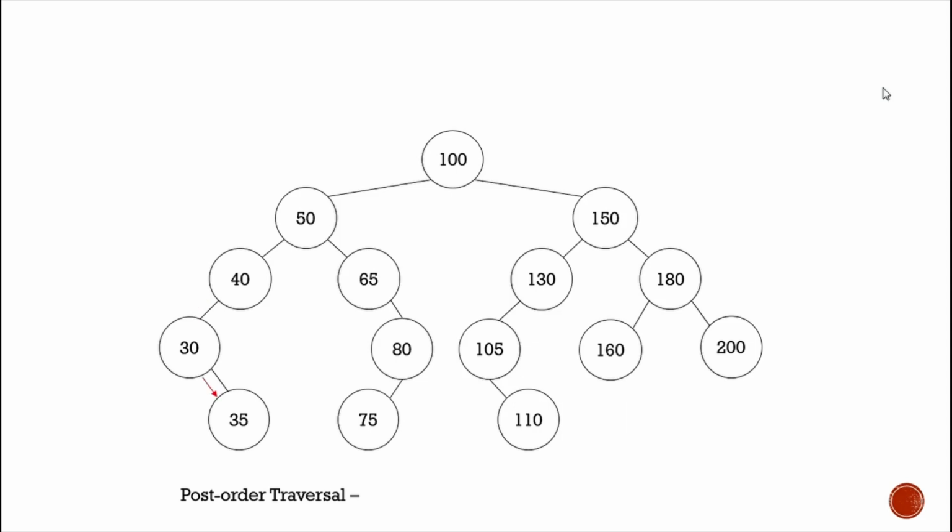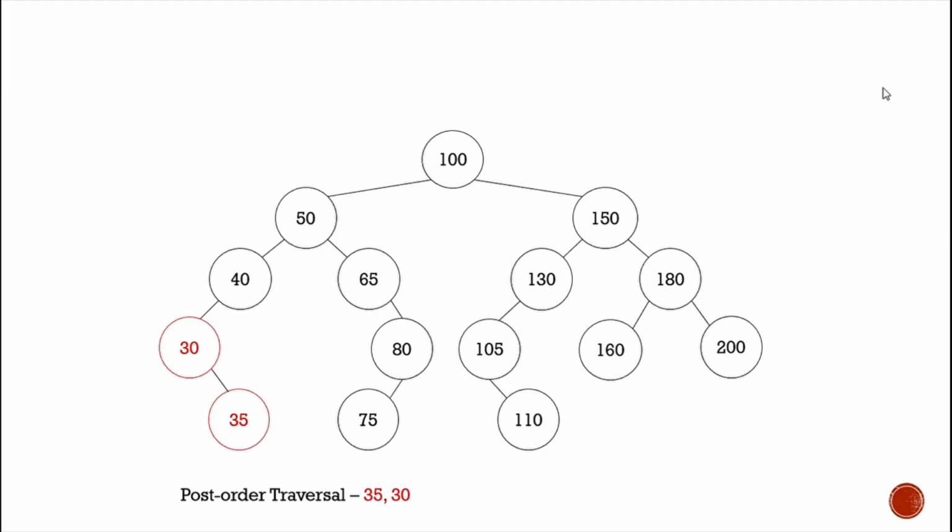At 35, it tries to travel left again, but it has no left subtree. Then it tries to go right, however, it also has no right subtree. So 35 is printed as it is the parent node here. Since both the left and right subtrees of 30 are visited, we backtrack and print 30 as it is the parent node here. Now we can see that the nodes in the left subtree of 40 are done being visited.